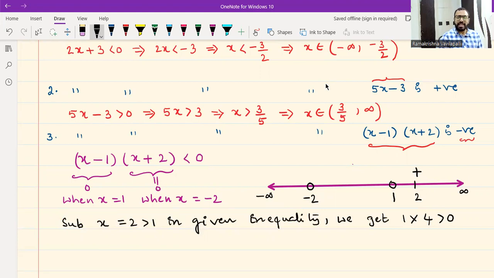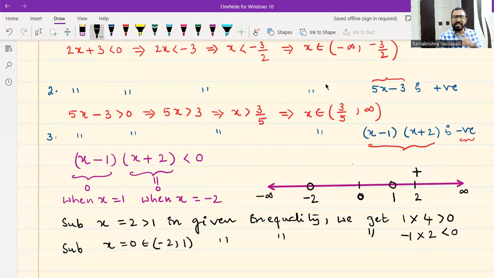Now, you take any number between minus 2 and 1. Let us take 0. So substitute x equal to 0, which belongs between minus 2 and 1, in the given expression. We get minus 1 into 2, which becomes negative.